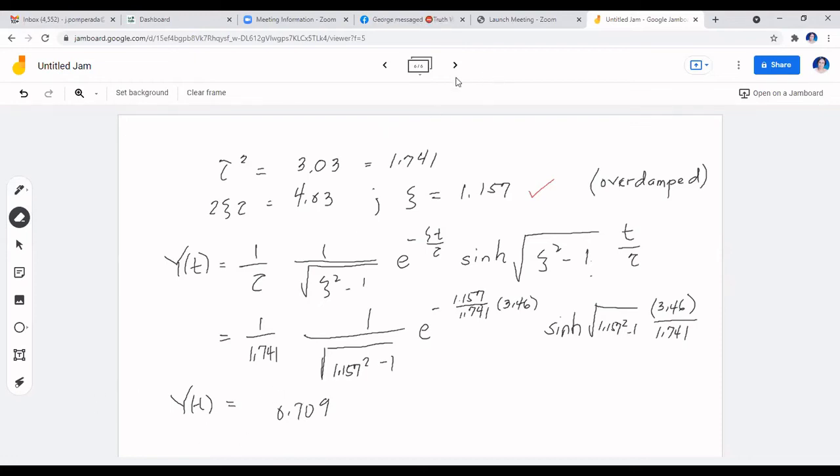Specifically, we're not looking for y of t. We're looking for h3 of t. I just wrote y of t there, based on the formula that I copied. So this is your h3 of t. And specifically, this is your h3 of 3.46 as the problem requires.